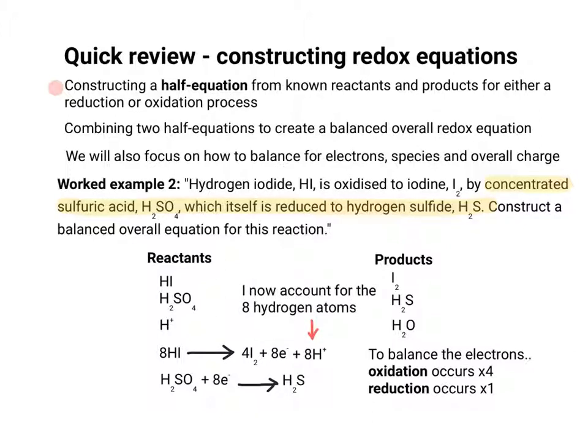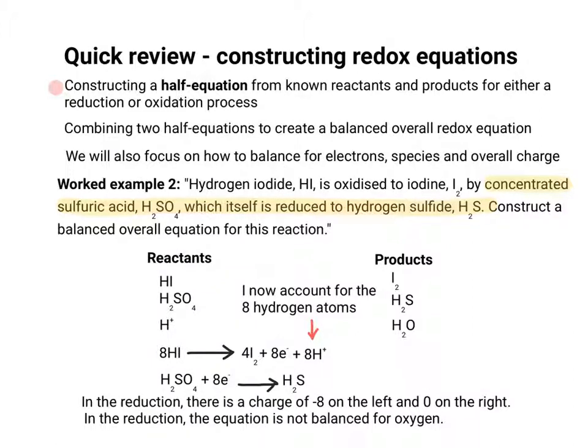Now if we look at the reduction, it means we're now looking at species and we're also looking at charges. Because if you remember, I mentioned those a little bit earlier on, it's up towards the top of the screen. We also have to focus on how to balance for electrons, species and overall charge. So in the reduction, there's a charge of -8 on the left because of the 8 electrons and 0 on the right. In the reduction, the equation is not balanced for oxygen. So both of these have to actually now be addressed.